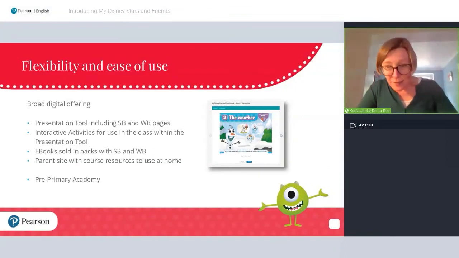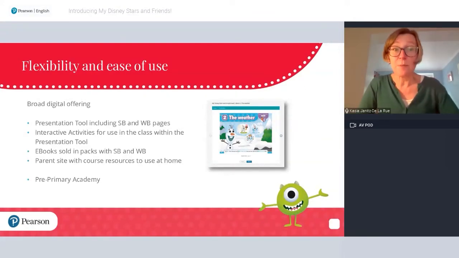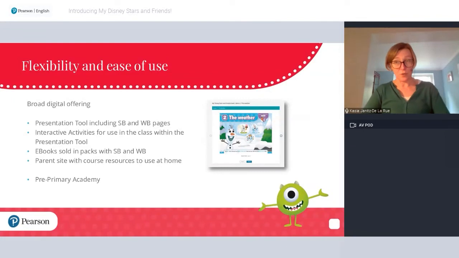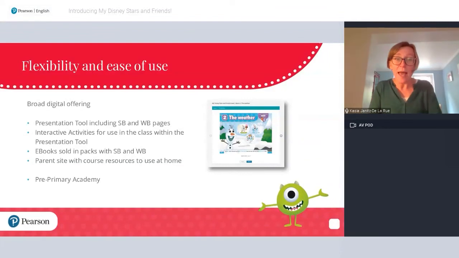And finally, the songs are all available on the portal as part of the presentation tool, but also as part of the digital resources. All the audio is available there. I could see that question. And also, as part of being flexible and easy to use, we hope the course has quite a broad digital offering, which I did mention at the beginning, but I will mention again that we have a presentation tool which includes the audio and the student book and the workbook pages and the video and interactive activities. We also have ebooks and the parent site with course resources that students can use at home.